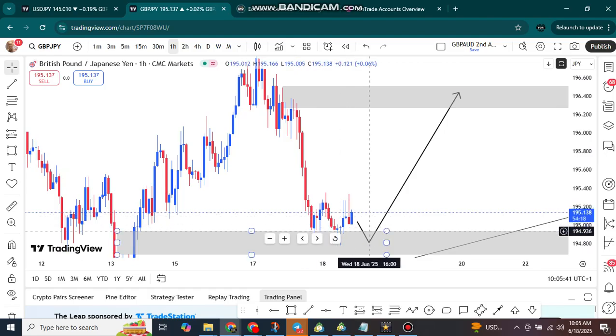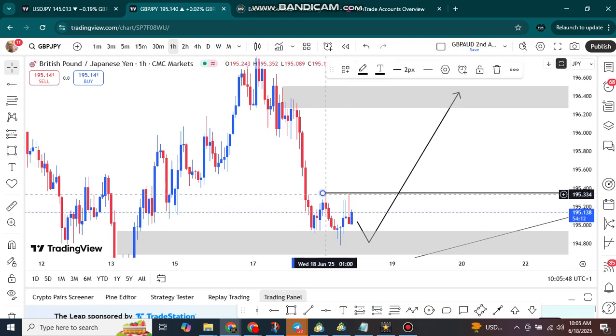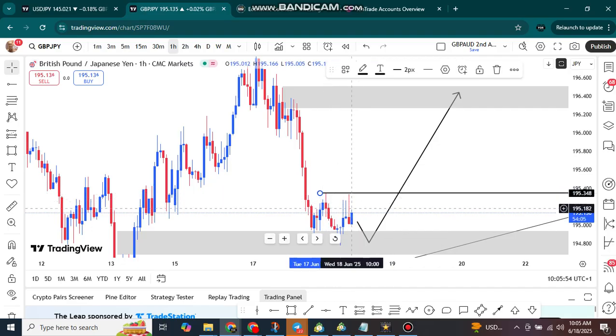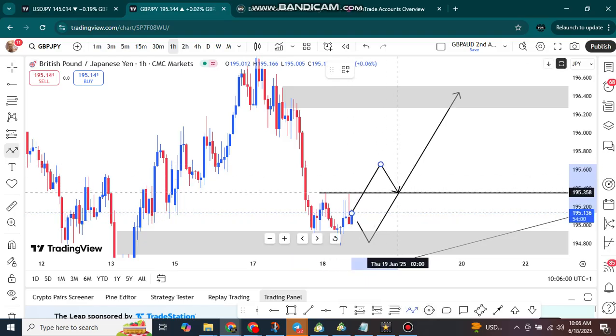So I'm seeing that price will likely rise to the upside, but before it rises to the upside, we have to see price break structure. Like we have this resistance area here that has been tested twice. Price has to break this resistance area before you can buy GBPJPY for a short period of time.